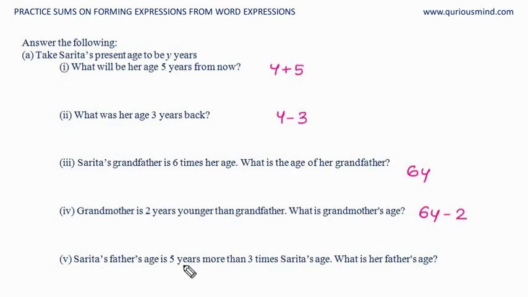Sarita's father's age is 5 years more than 3 times Sarita's age. 5 years more, so plus 5. 5 years more than what? More than 3 times Sarita's age. 3 times means 3 into y. Times is multiplication. So her father's age is 3y plus 5. Let's do the next one.